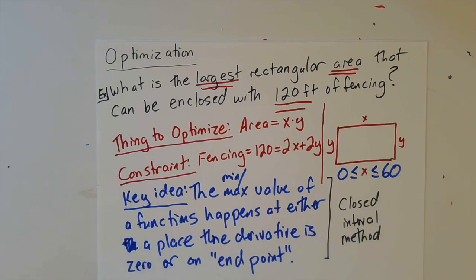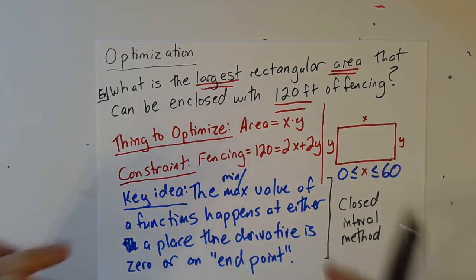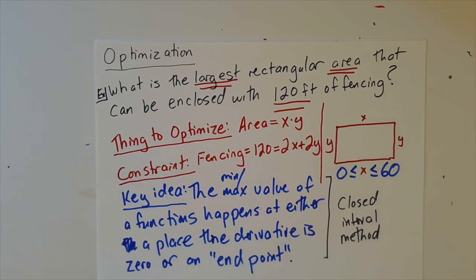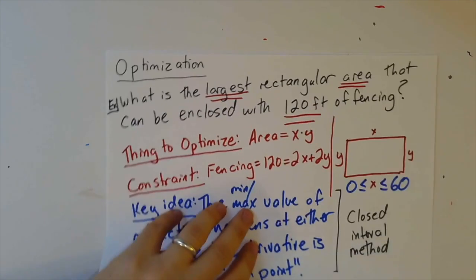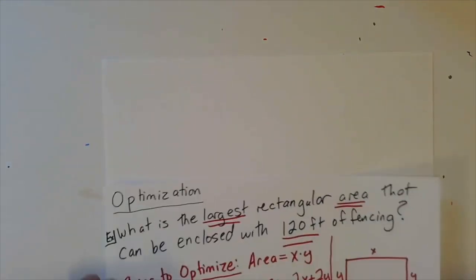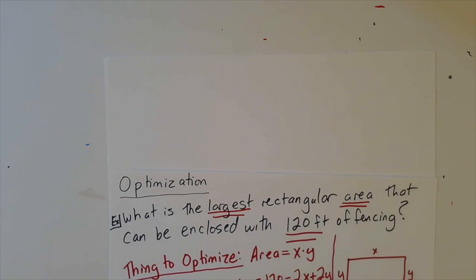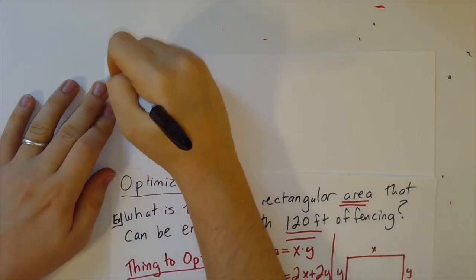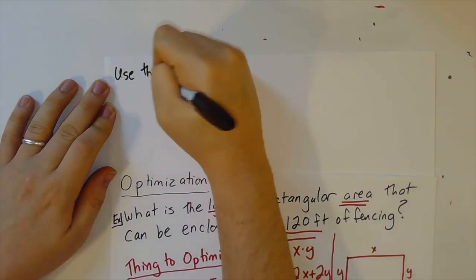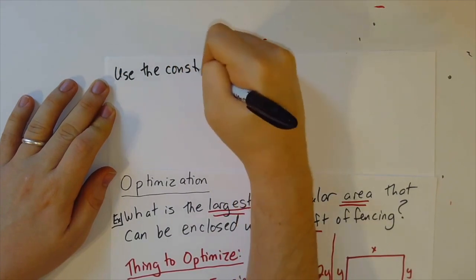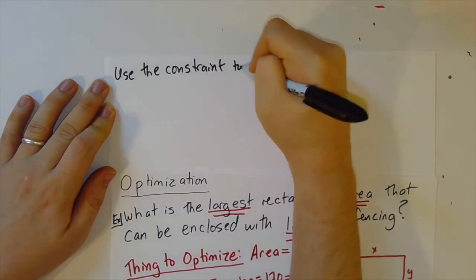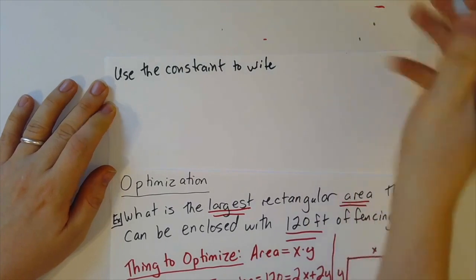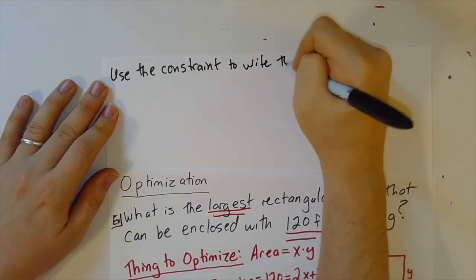Okay, so how are we going to fetch our function out of this to apply this to? Here's what we're going to do, and this is always going to be what we're going to do. We're going to use the constraint to write the thing to optimize as a one-variable function.